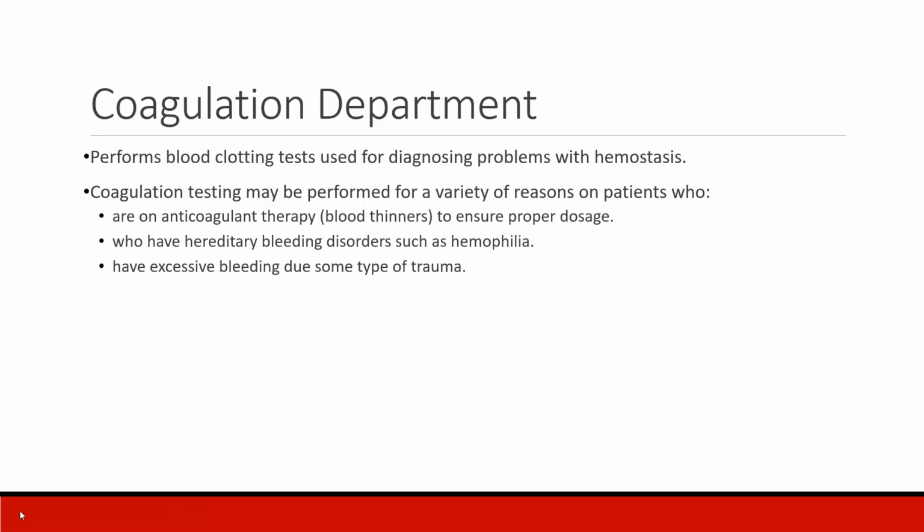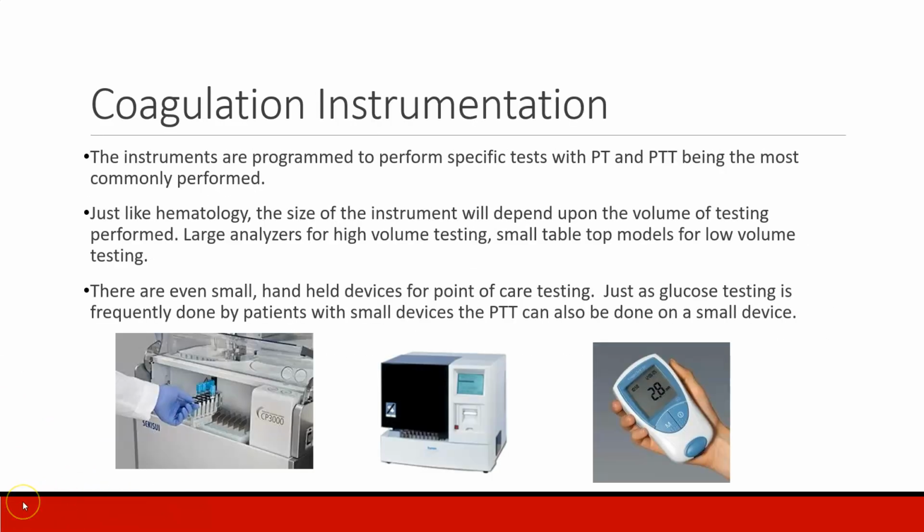Patients who have hereditary bleeding disorders, the most common one is hemophilia. They're missing a certain factor, and with certain types of injuries, they start bleeding and they don't stop. Patients having excessive bleeding due to some type of trauma. Because when you have trauma, let's say in a car wreck and you have abdominal injuries, you may use up all your clotting factors trying to stop these huge wounds. So coagulation testing will let the physician know if it's time to start giving products that will replace your coagulation factors.